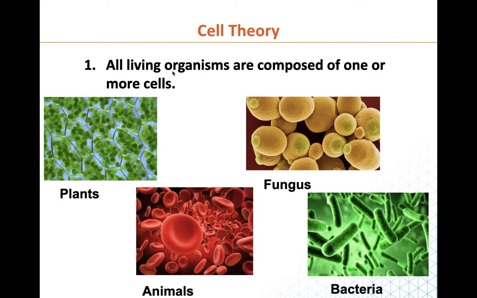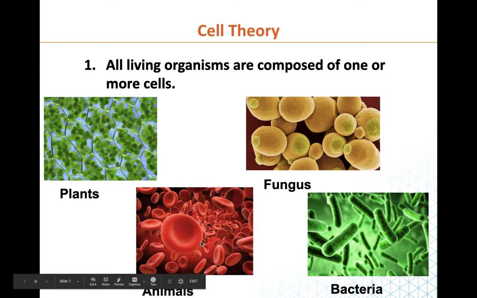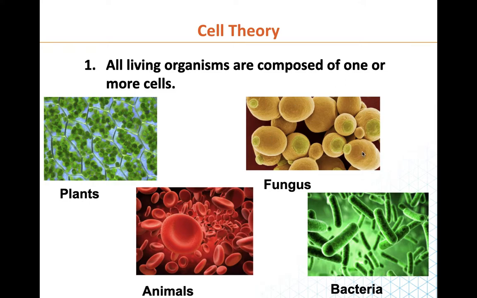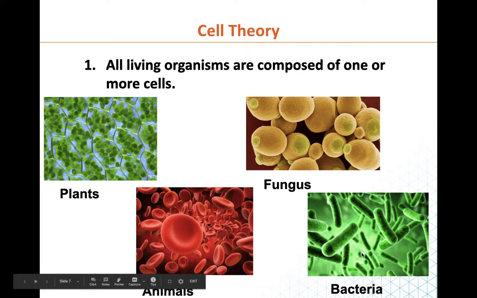First of all, living organisms are composed of one or more cells. You can see here, plants are made of cells. Inside of these, you can see all the little chloroplasts. That's what those are. Animals are also made of cells. Humans are also made of cells. Fungus is also made of cells, so this is yeast. This is the stuff that you put in your bread to help it puff up and become fluffy. Remember, we learned about that back in fermentation. And even bacteria are made of cells.